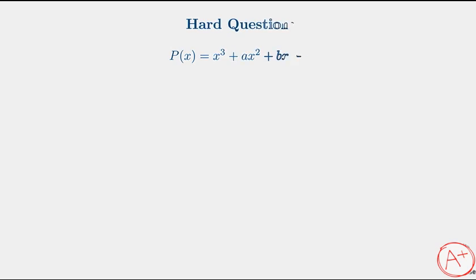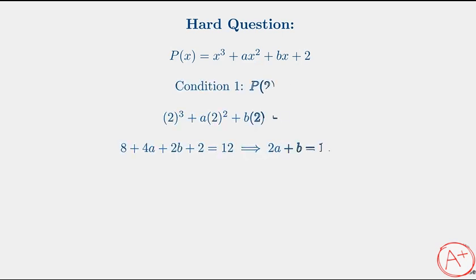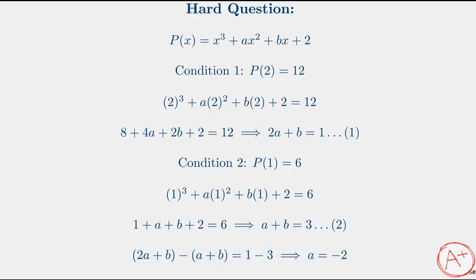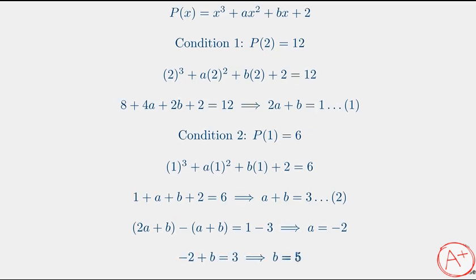Finally, the hard question involves a polynomial with 2 unknown coefficients, a and b. The first condition is p of 2 equals 12. Substituting 2 gives us the equation 2a plus b equals 1. The second condition is p of 1 equals 6. Substituting 1 gives us the equation a plus b equals 3. Subtracting equation 2 from equation 1, we find that a equals negative 2. Finally, substituting a equals negative 2 into equation 2 gives b equals 5.